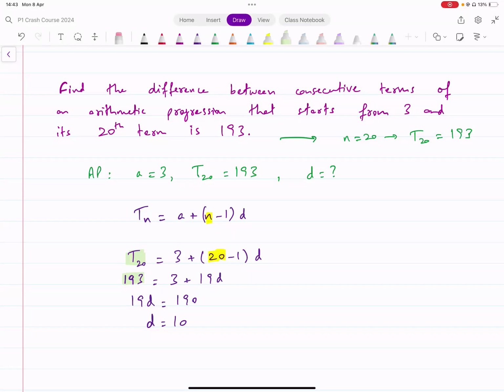So that's how we use the nth term formula of an arithmetic progression. Now, this is something that you've actually done in paper one. In fact, you're doing paper one right now. You've done this in O level maths as well.